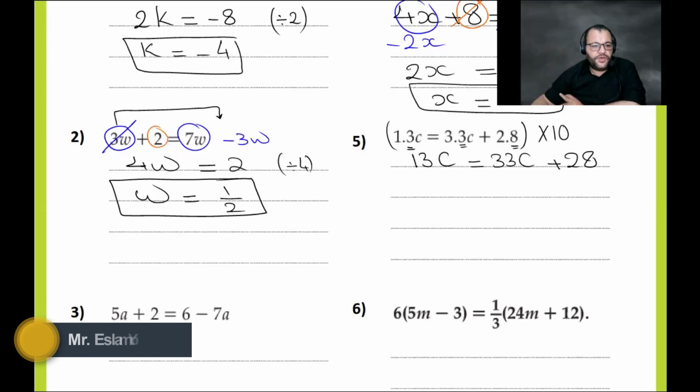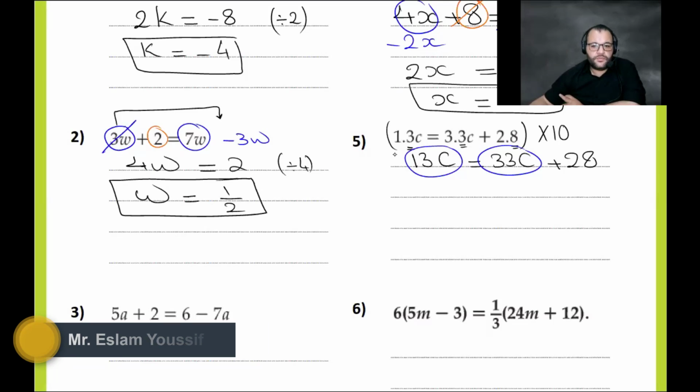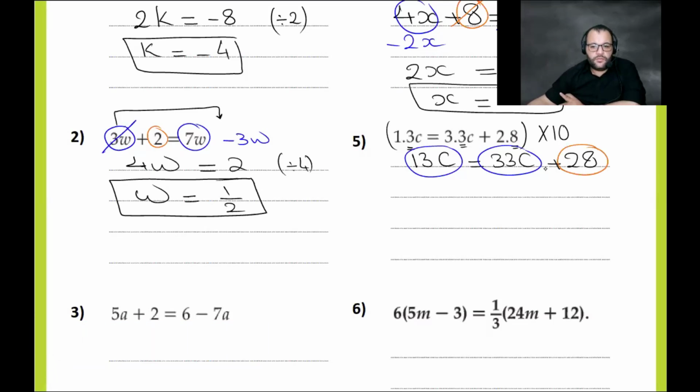Why do you times it by 10? Because we have a decimal. So when you have a decimal, you times it by 10, or 100, or 1,000. It depends on how many digits are at the right of the decimal. If you have one digit, multiply by 10, 2 digits, multiply by 100, 3 digits, multiply by 1,000. So remove the decimal. I get it. Okay.